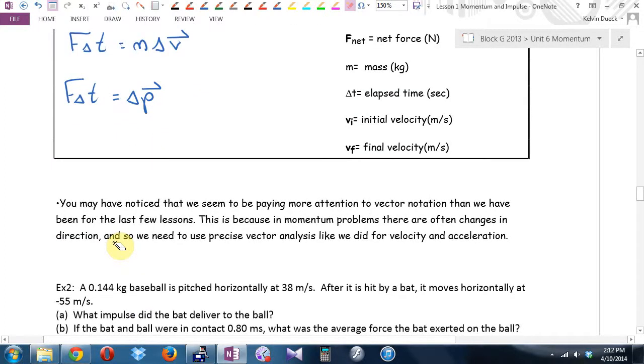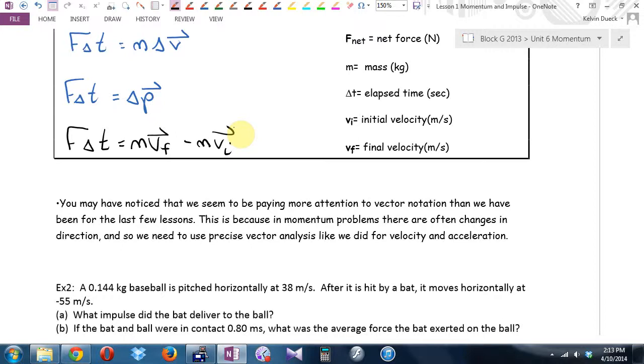Oh, and by the way, one more thing. What's change in anything? The one I often use the most is force times change in time equals mv final minus mv initial. And then often I'll get the force by itself by dividing by t, or I'll get the time by itself by dividing by force. Because usually what I'm interested in is either how hard the car hit the other car, force, or how long did the car crash last? Time.